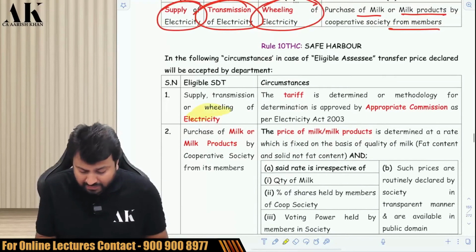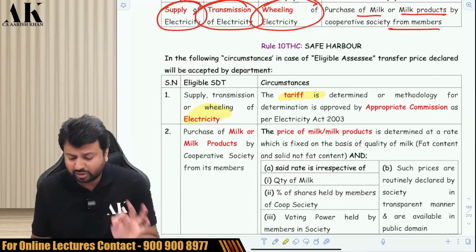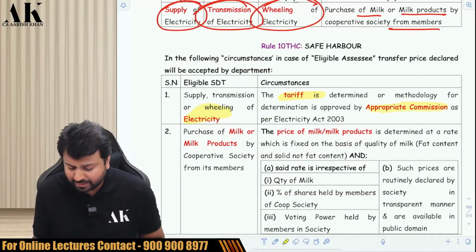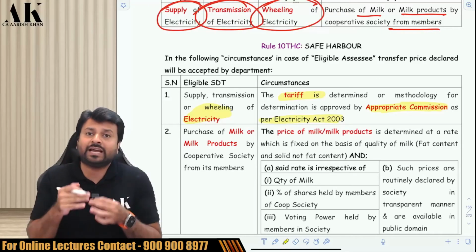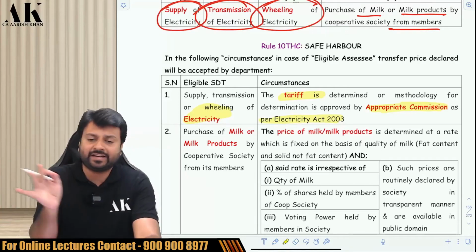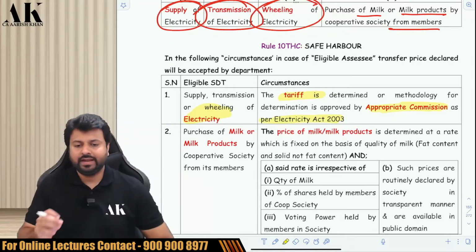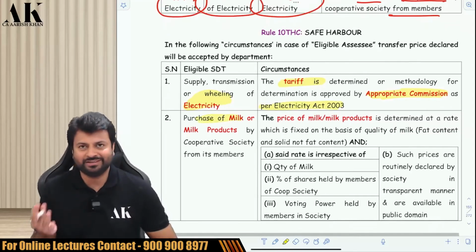In case of a government company, they have to at least declare the tariff which is determined, or methodology that is determined by the appropriate commission as per the Electricity Act 2003. So in case of government company, how much profit they have to show? They have to show that much tariff which is declared by the Electricity Act. Check it please.